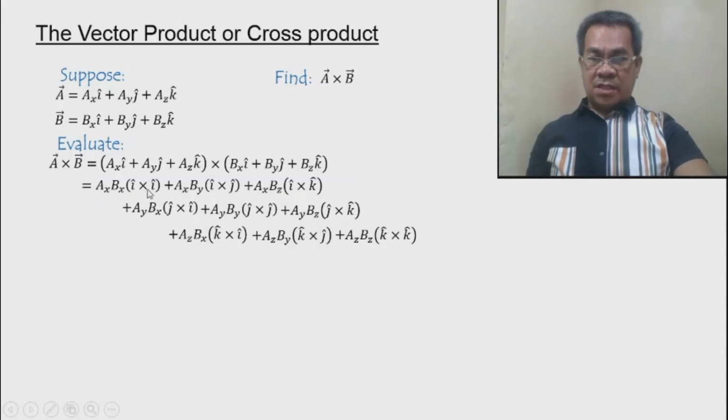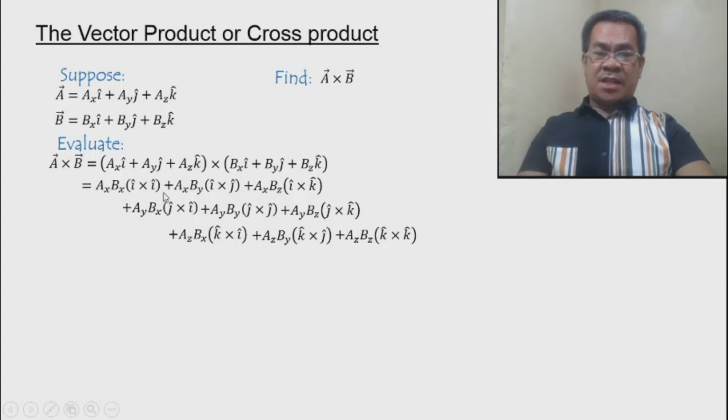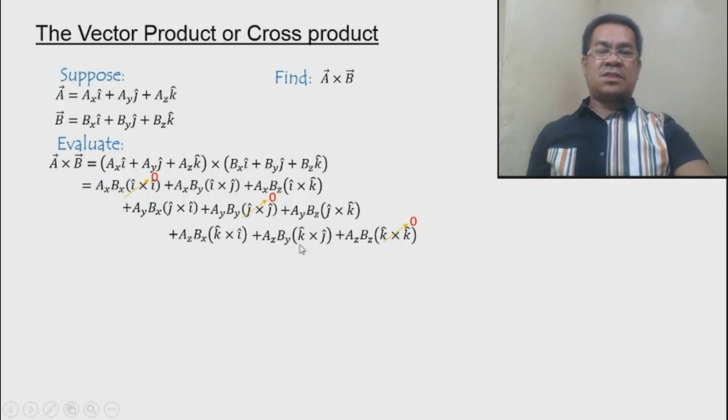Okay. Now, what is the cross of itself? Remember in our previous slide, the cross of itself is 0. So I cross I is 0, while J cross J is also 0, and K cross K is also 0. So 3 terms were already eliminated. So we have only 6 terms left.